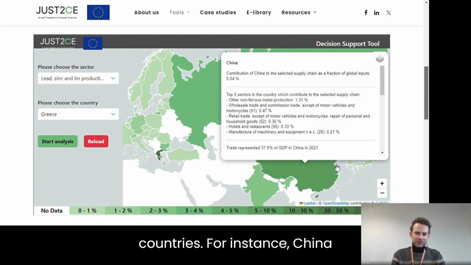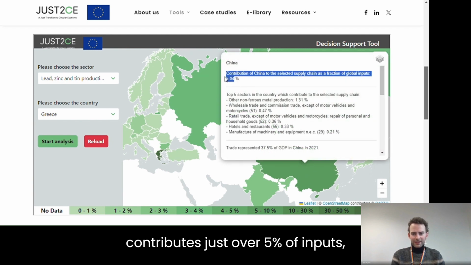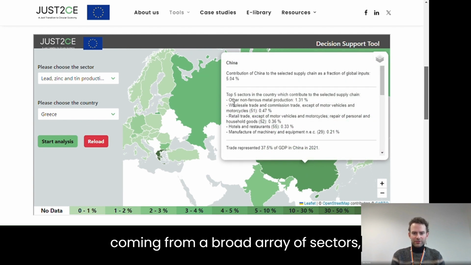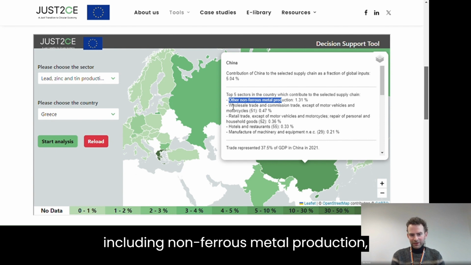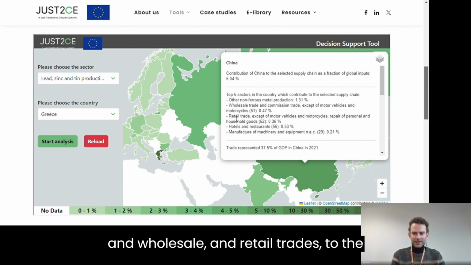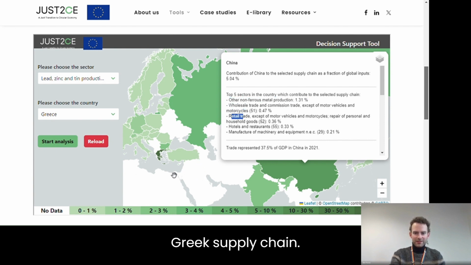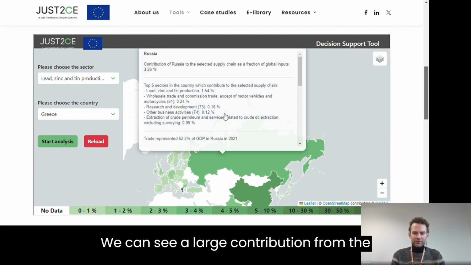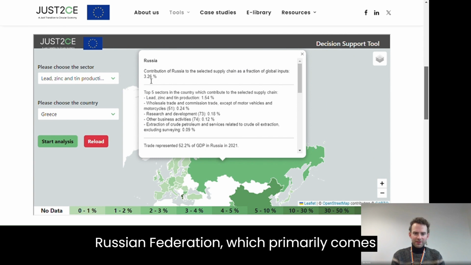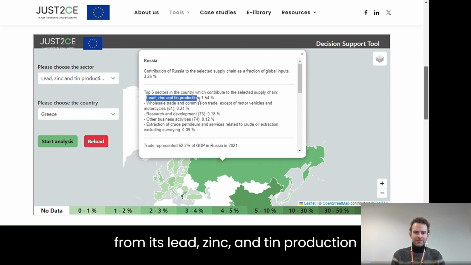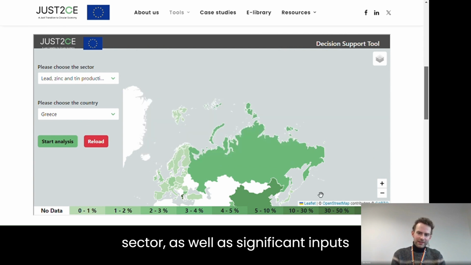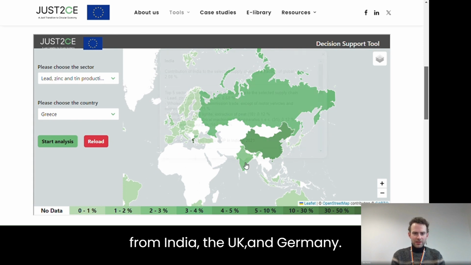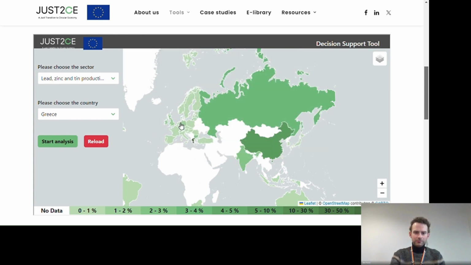For instance, China contributes just over 5% of inputs, coming from a broad array of sectors, including non-ferrous metal production and wholesale and retail trade to the Greek supply chain. We can see a large contribution from the Russian Federation, which primarily comes from its lead, zinc, and tin production sector, as well as significant inputs from India, the UK, and Germany.